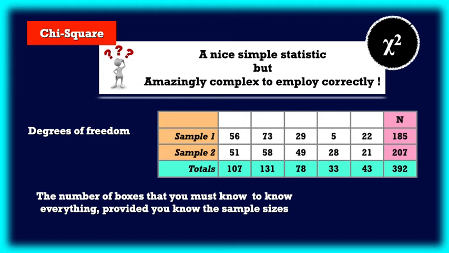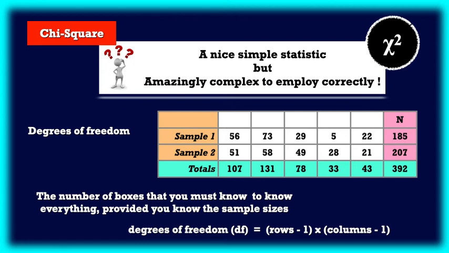Now, a degree of freedom, that's the formal definition: it's the number of these white boxes that you must know to know everything, if you've got the figures that go around the edge, that's in the greeny blue and the pinkish colour. In practice, this is how you get it. You take the number of rows and reduce it by 1, and multiply by the number of columns reduced by 1. So here we've got 2 rows, minus 1 is 1, 5 columns, minus 1 is 4. So it's 1 times 4, and that's 4 degrees of freedom.